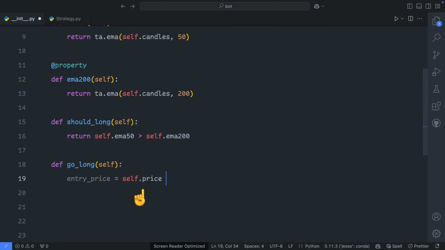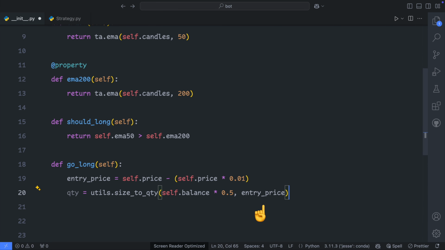For entry, if we use the current price, then it's going to use a market order automatically. But if we pass a lower price, then it will use a limit order. As for quantity, let's use the size to quantity utility function that Jesse provides and pass half the current account's balance as the first parameter and the entry price as the second.